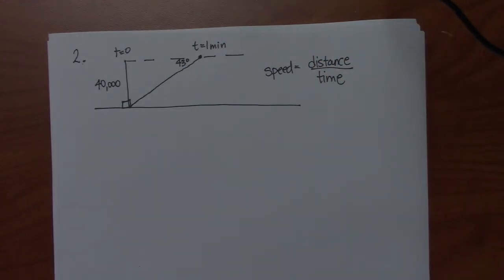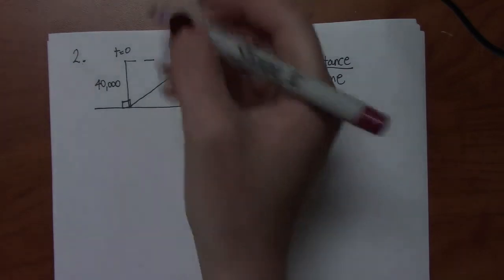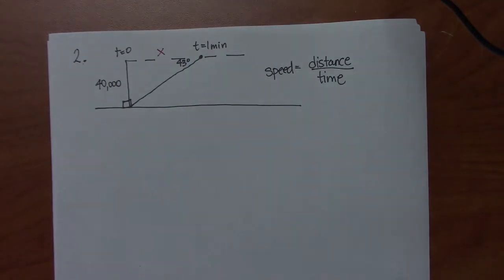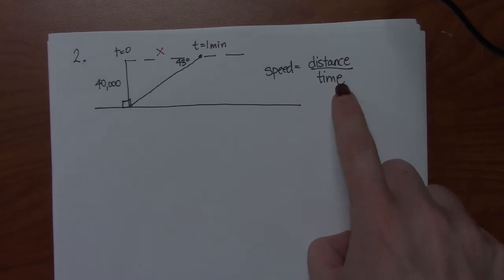So this is why it's important to get the plane in the right place, because when you're calculating the distance, you want to make sure you're calculating the correct side of the triangle. So in our problem, the distance covered by the plane in 1 minute is the top of that triangle. So if I can find x, I can plug in my time of 1 minute and then I can calculate the speed.